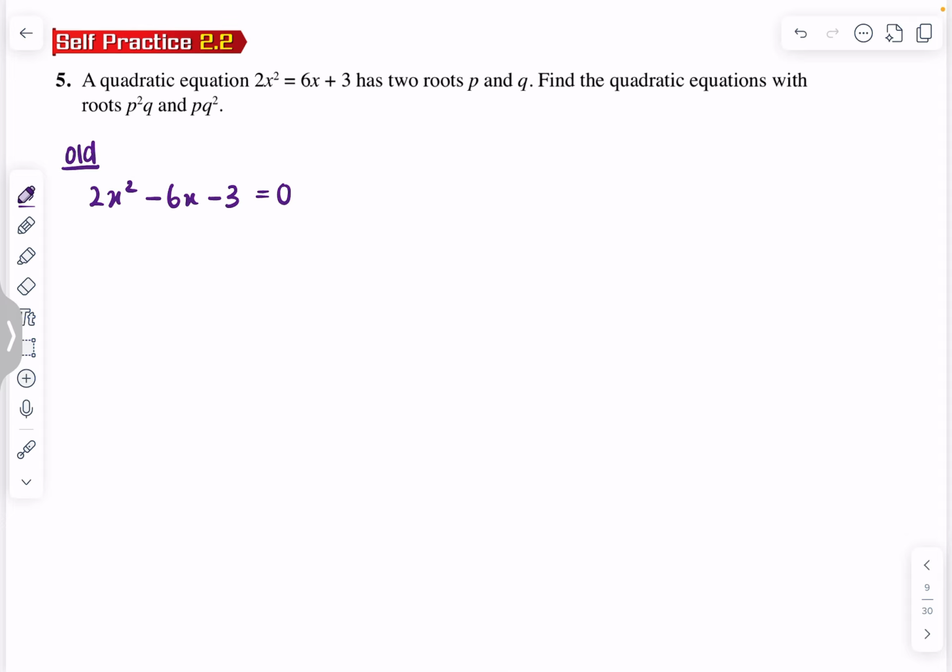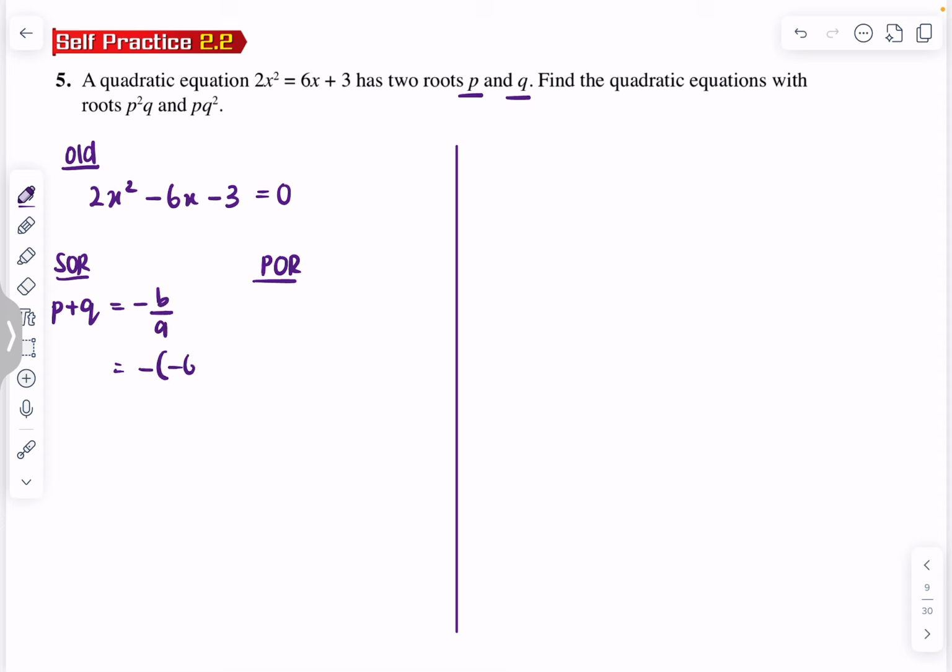So from our old equation, we can find our old sum of roots and our old product of roots. Okay. So sum of roots will be p plus q. And sum of roots, the formula is negative b over a. So negative 6 over 2, which is just positive 6 over 2, which is 3. So we can say p plus q is 3.